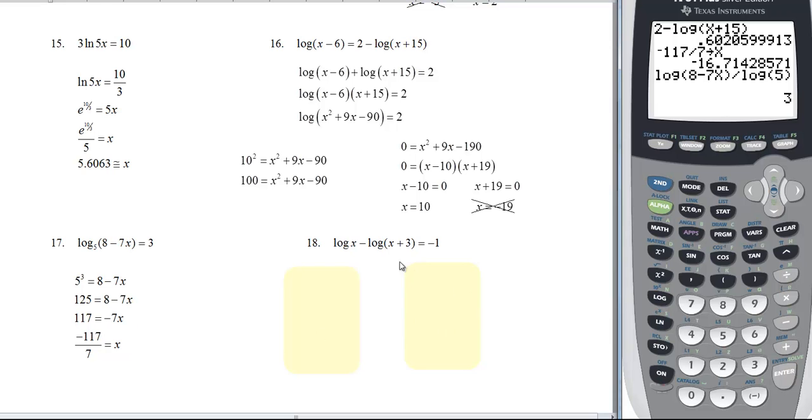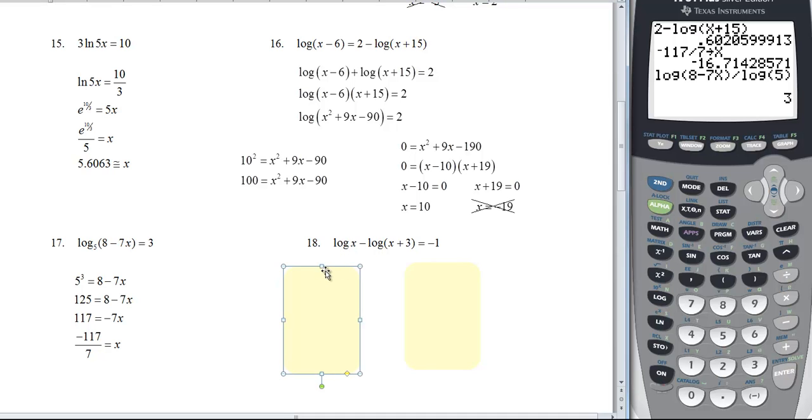Last one. All my logs are already on one side, so I've got to condense. So this, remember, is a quotient. So rewrite this. That would be 10 to the -1 is equal to that. And 10 to the -1, remember, is 1/10. Cross multiply.